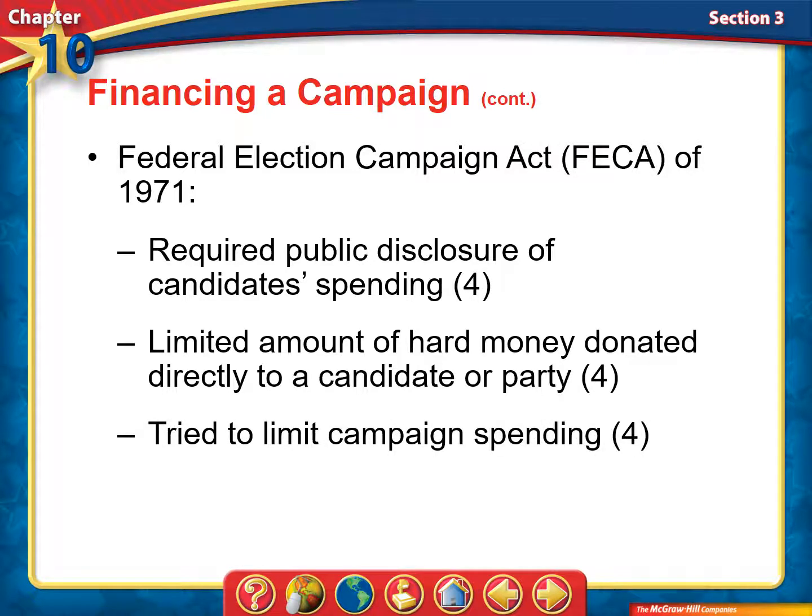This was an effort to limit campaign spending. But don't worry, Mr. Congressman, there's a workaround. There's a big loophole to this law. But after all, it was an effort to limit campaign spending. And I just wanted to show you this to provide evidence that we've been aware of a problem for quite some time. And we've been trying to work to fix this.